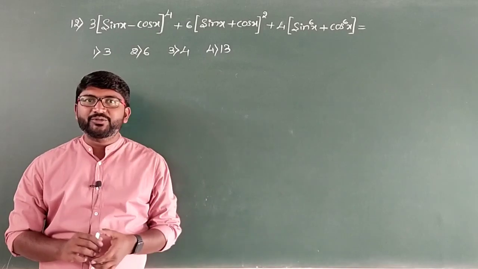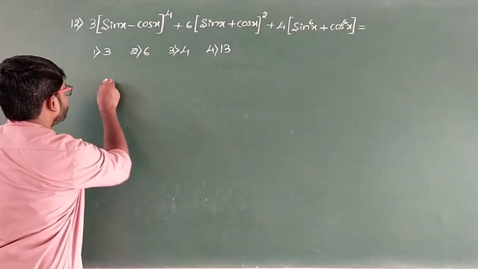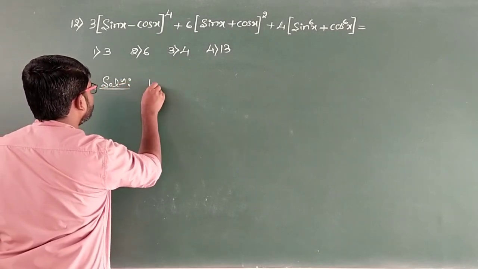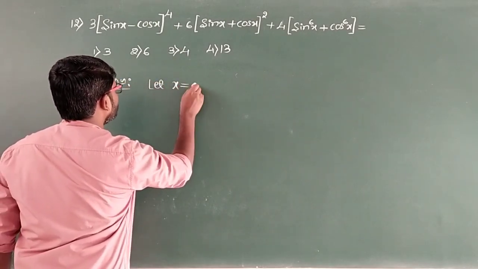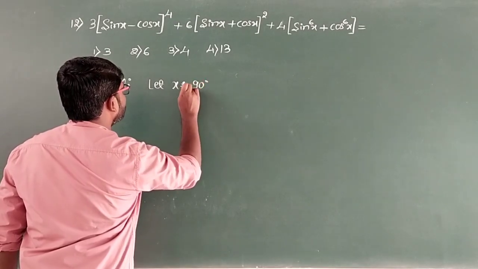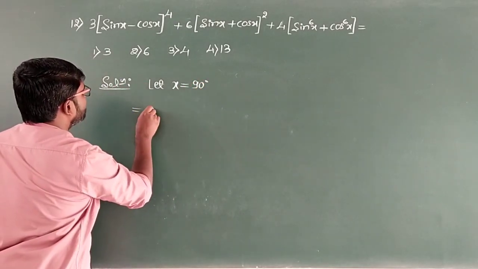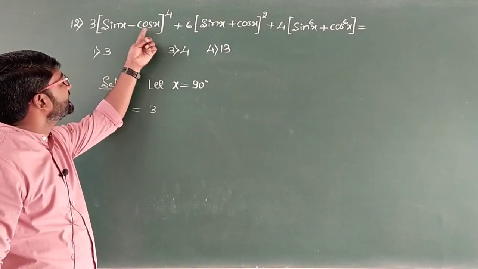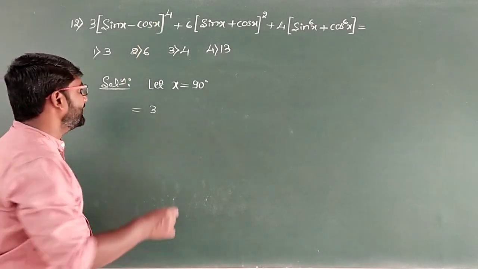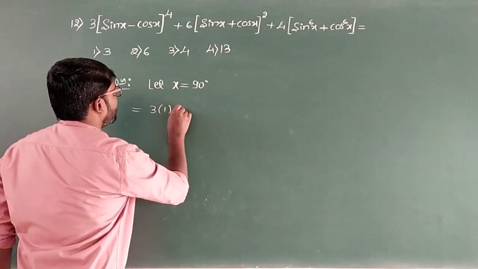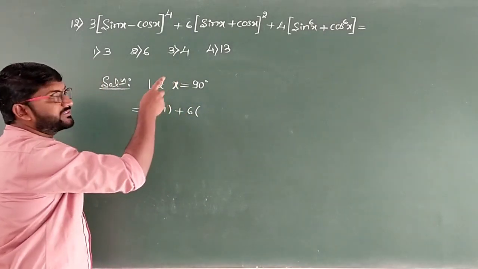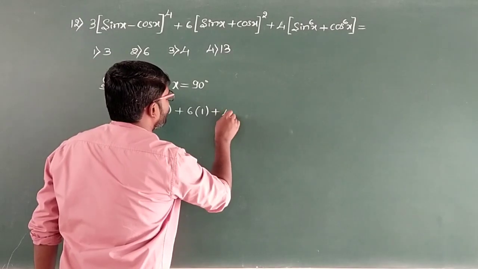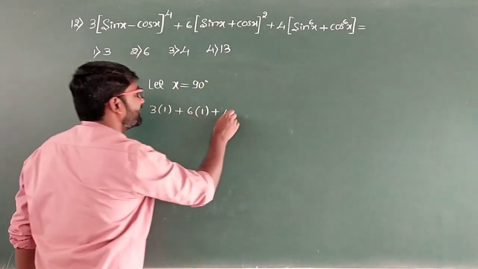We have to take x equal to 90 degree and then simplify. So here the substitution is x equal to 90 degree. Let x be equal to 90 degrees. Then simplify this now. 3 times, here sin 90 is 1 minus cos 90 which is 0, so 1 minus 0 is 1. 1 raised to 4 is 1. Then plus 6 times 1 plus 0, which is 1. 1 square is again 1. Plus 4 times again 1 plus 0, which is 1.